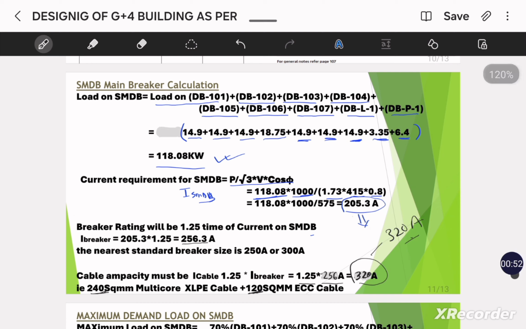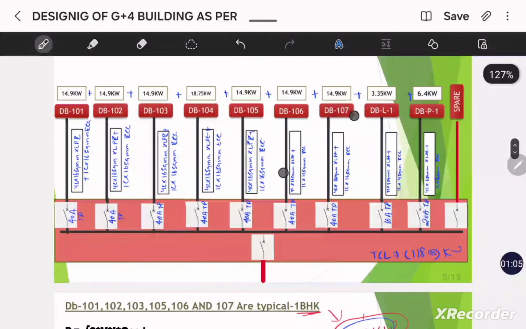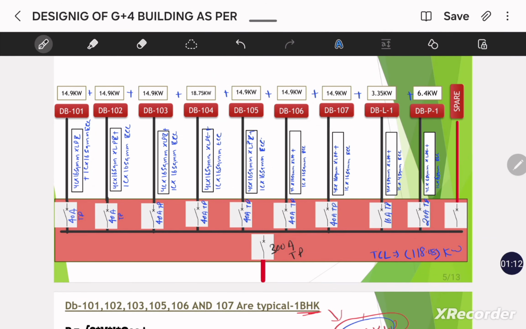So what we conclude from this discussion is that the breaker rating will be 300 ampere for the SMDB main breaker, and the cable size should be 240 square mm. So we will update this in the SLD. Here we can write that a 300 ampere triple pole breaker will be the incomer of the SMDB, and the cable size should be 4 core 240 square mm XLPE cable plus 1 core 120 square mm ECC cable.